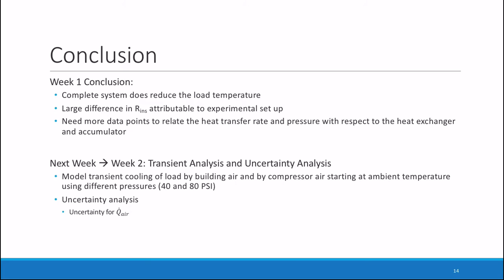In conclusion, for week 1 results, the vortex tube reduces the load temperature and the heat exchanger and accumulator stabilizes the vortex tube input temperature to be at ambient. The experimental R_ins values are different from the theoretical value due to the thermal insulation in the experimental setup. Additionally, more data points are necessary to relate the heat transfer rate and pressure for the heat exchanger and accumulator portion of the system. Finally, next week will involve modeling the cooling of the load in the transient region with the building air and compressor air at 40 and 80 psi. Also, uncertainty analysis will be performed to calculate the uncertainty for the heat transfer rate calculated by the system.